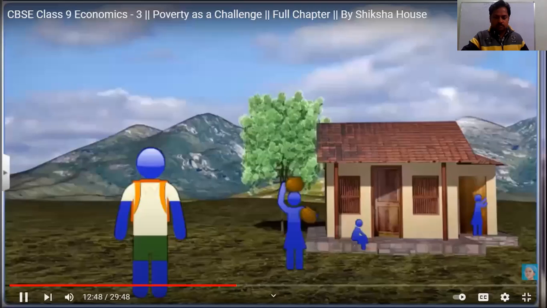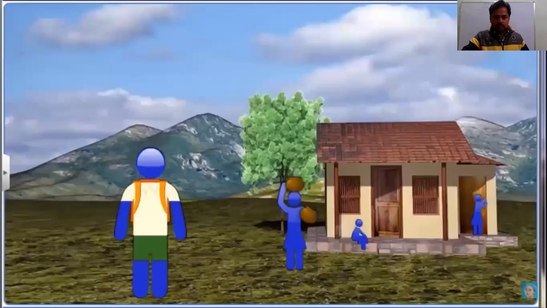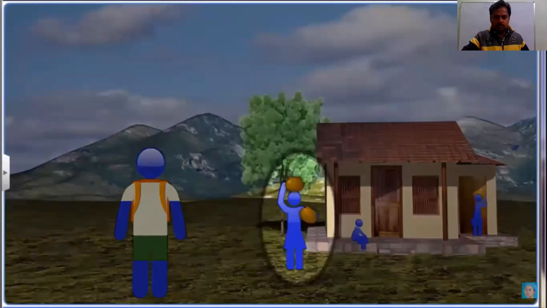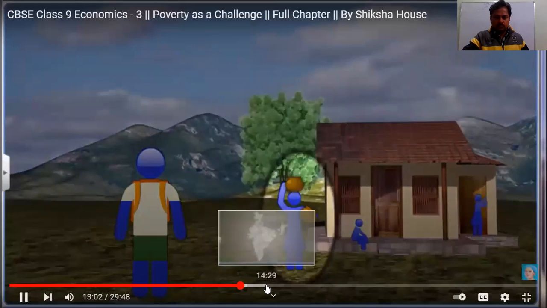One of the biggest social evils associated with poverty is negligence towards the girl child. Girls are often considered a liability and are not given the same nourishment or opportunities for education as the boys.